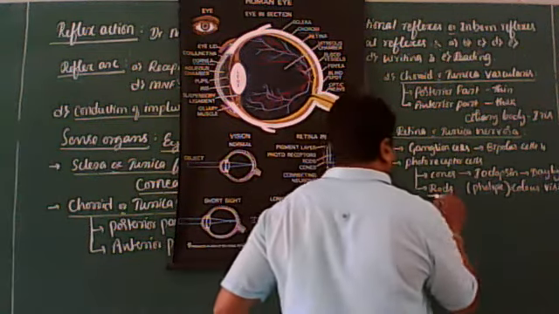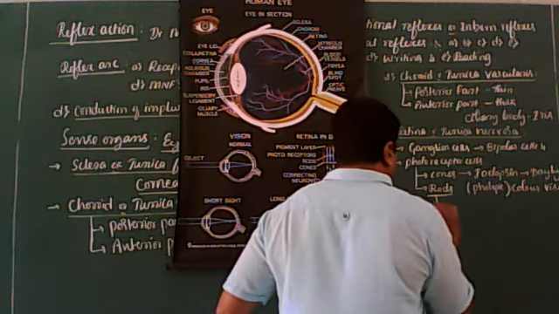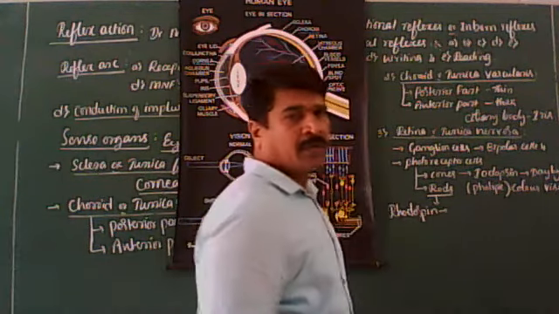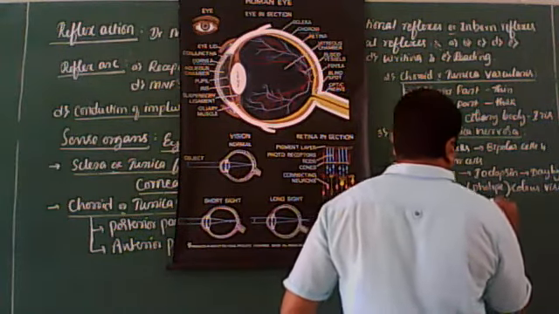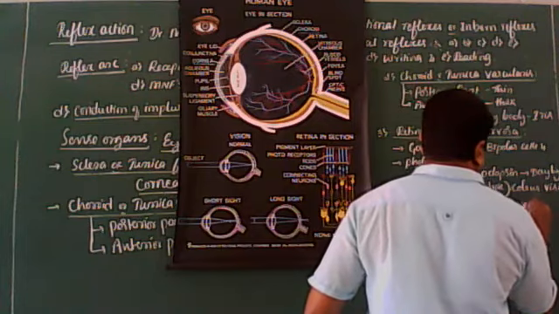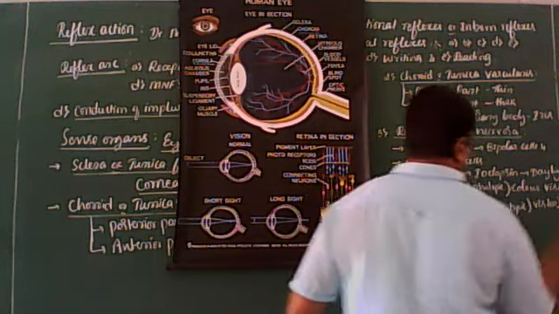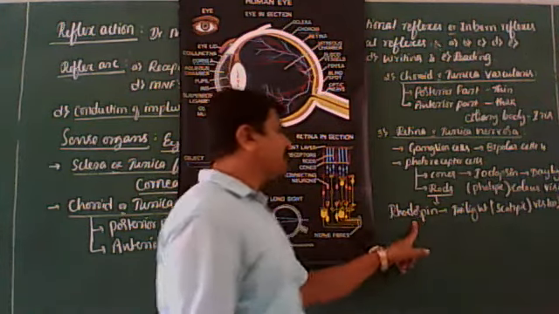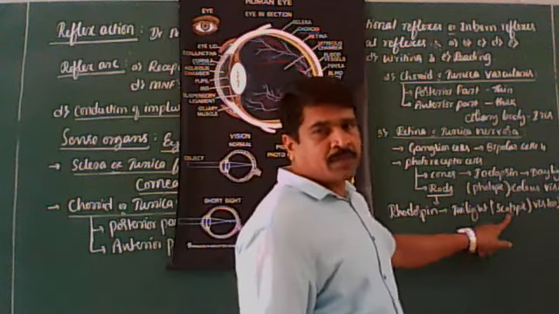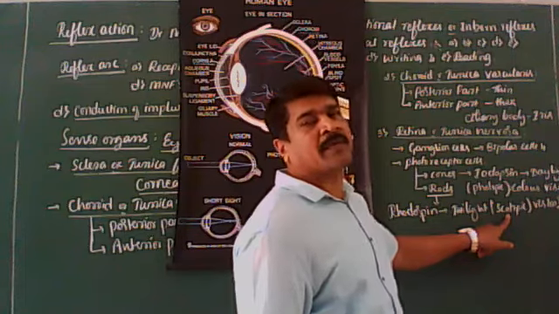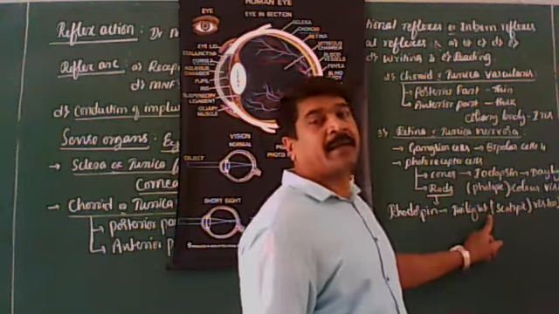Rods contain a photopigment called rhodopsin. Rhodopsin is responsible for twilight vision, nothing but scotopic vision, nothing but night vision. That I should remember here. Rods contain the photopigment rhodopsin, responsible for twilight, nothing but scotopic vision. This contains a derivative of vitamin A. Here, twilight is nothing but night vision only.